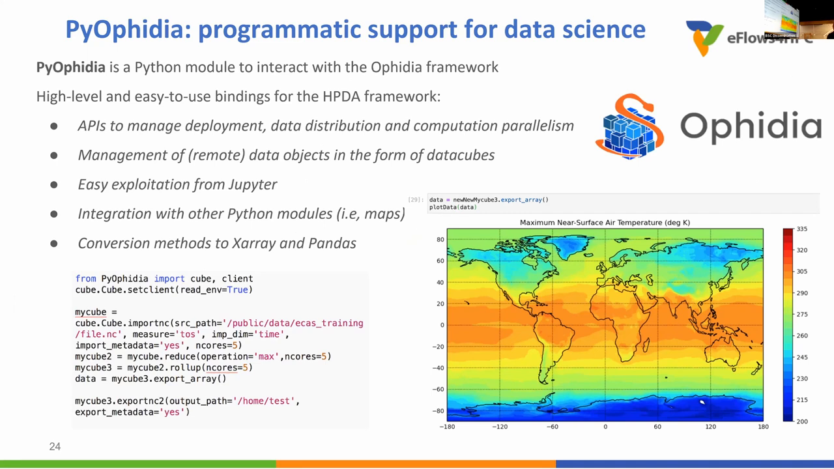And this shows PyOphidia, which is the Ophidia Python bindings. It provides a high-level interface, which makes it easier for the user to interact with the framework. So it supports all the commands and operators provided by the system. It allows to manage the instance of the Ophidia framework, to handle data distribution, as well as the parameters of the execution. And then it provides a way to handle data objects, which are virtual Python objects that refer to the data stored on the server side, and also provides some methods to convert data from Ophidia to Xarray, Pandas, and other functions to export the data from the server and move it to the notebook in order to create maps, as shown in this slide here, with this export array method.